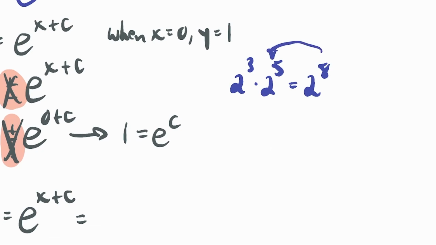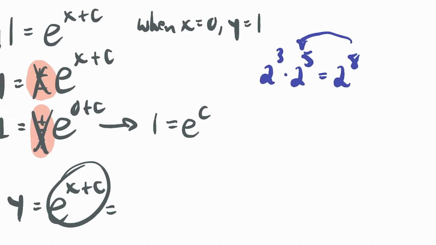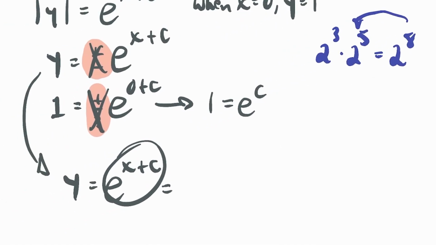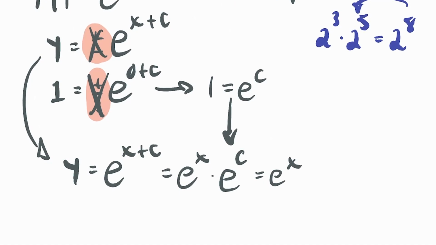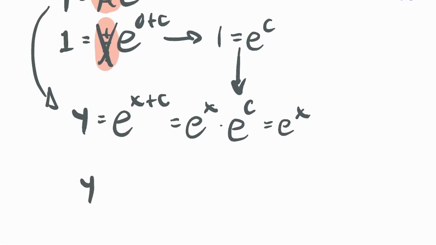And this is reversible. If you have a sum in your exponent, you can separate it into a product. So that means that over here, these two can be two separate exponentials multiplied together. So this will be e to the x times e to the c. But e to the c is 1, so this is e to the x. So that's our solution. Y equals e to the x. So this is the solution. It's our particular solution.